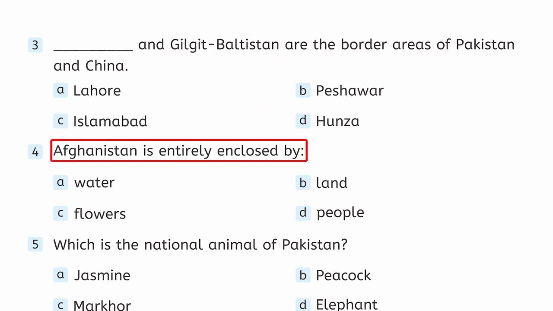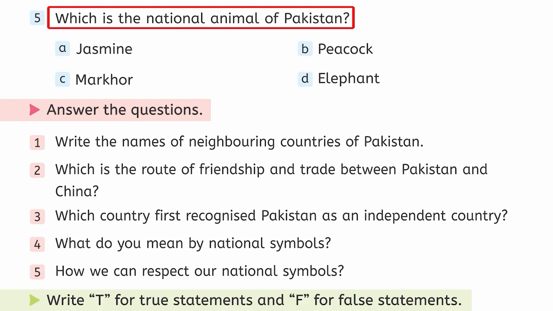Afghanistan is entirely enclosed by water, land, flowers, people. So the correct option is option B. Afghanistan is entirely enclosed by land. Which is the national animal of Pakistan? Jasmine, peacock, markhor, elephant. So option C is correct. Markhor is the national animal of Pakistan.